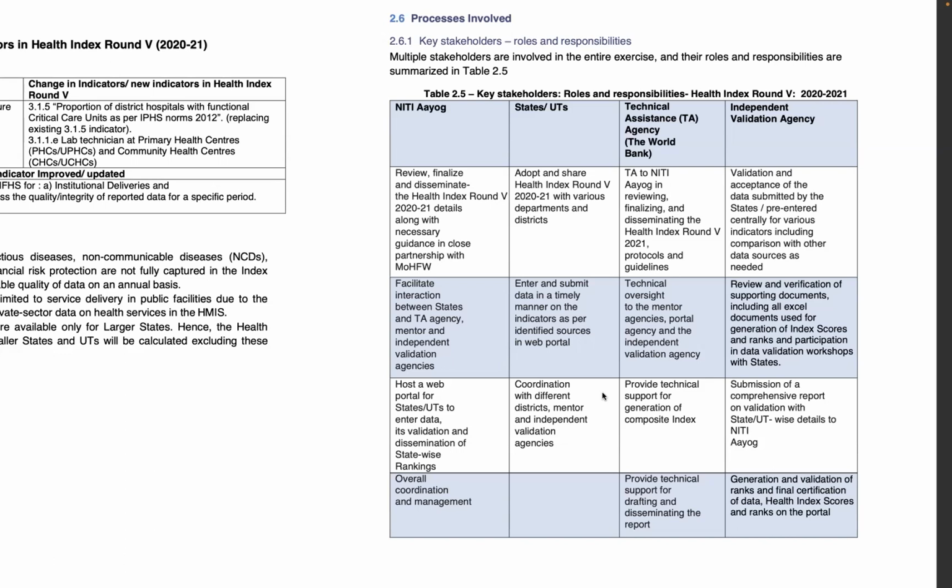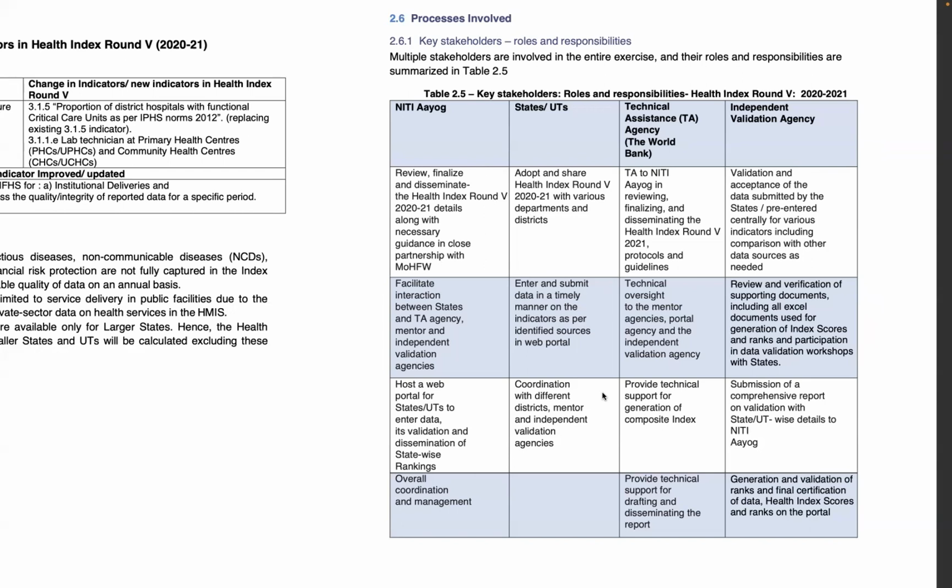They keep on doing that. Comes the role of NITI Aayog. NITI Aayog is reviewing the data, finalizing and disseminating the health index round 5, 2020-21 details, along with necessary guidance, in close partnership with the Ministry of Health and Family Welfare. So NITI Aayog is working on it in sync with MOH. They also facilitate and interact with states, with the technical assistance agency, and with the independent validation agency.